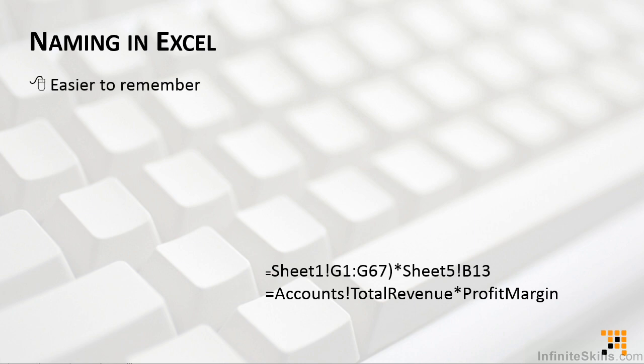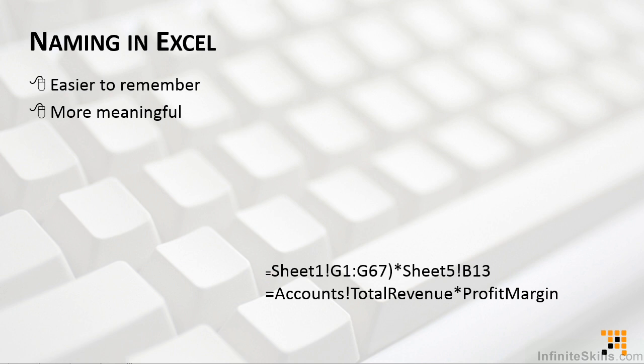This will help you understand why naming is important. First of all, naming cells or ranges of cells makes it easier to remember. I can remember something called total revenue a lot easier than I can remember the range G1 through G67. It also makes it more meaningful. Again, total revenue is pretty self-explanatory. G1 through G67 is not.